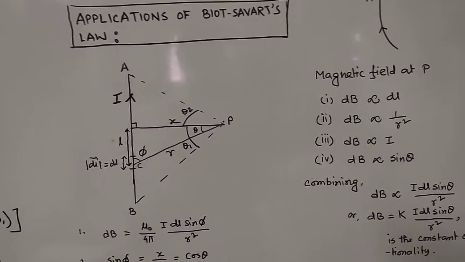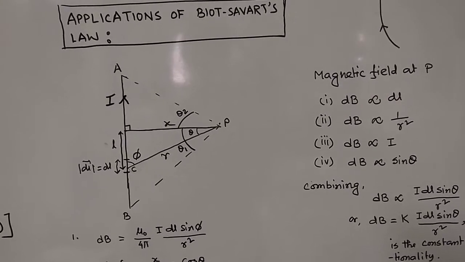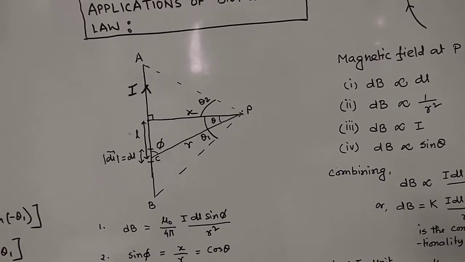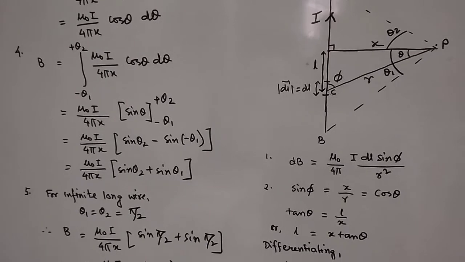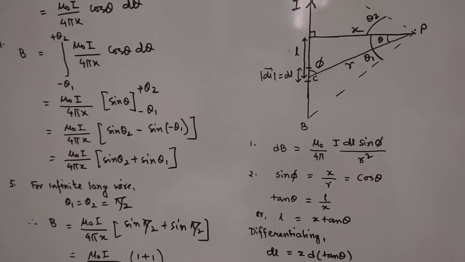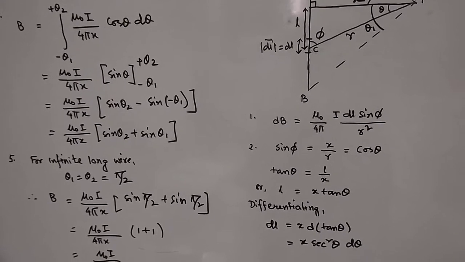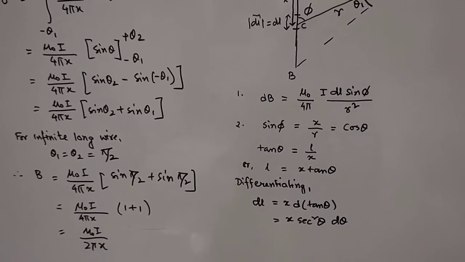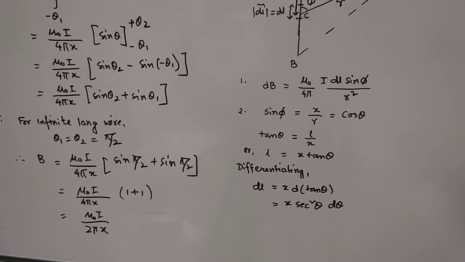If this wire is infinitely long, then A and B reach infinity. So under that case, theta 1 and theta 2 become pi by 2. It means almost parallel. So for an infinitely long wire, theta 1 equal to theta 2 equal to pi by 2. So if you substitute in B equal to mu naught I by 4 pi x, sin of pi by 2 plus sin of pi by 2. So this is 1 plus 1, that is 2. So B equal to mu naught I by 2 pi x.